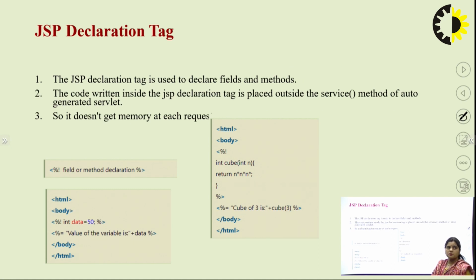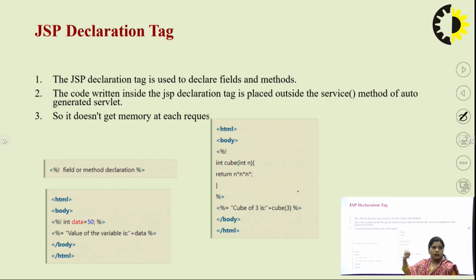Now the next one is JSP declaration tag. Basically, to declare the fields or to declare the methods, we use the JSP declaration tag. The code which is written inside the JSP declaration tag is placed outside the service method. There are basically three methods: init, service and destroy method. So whatever code you write inside the JSP declaration tag must be placed outside the service method, so it doesn't get memory at each request.